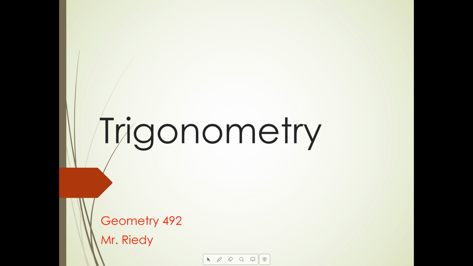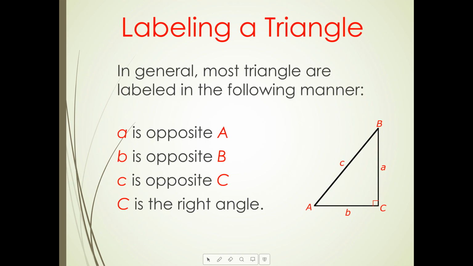Okay, so what is trigonometry? Well, first thing, everything that we do is based on a right triangle. So we're going to start with something called right triangle trig. In order for it to be a right triangle, you have to have a right angle. Well, what about when it's not a right angle? We will also cover that, but that's quite a ways down the line.